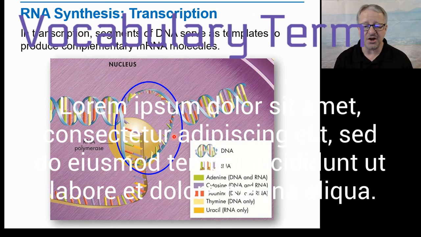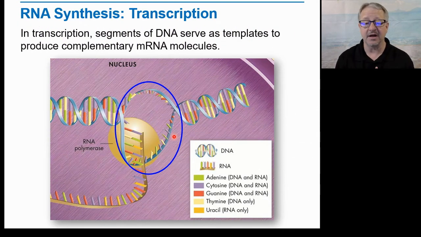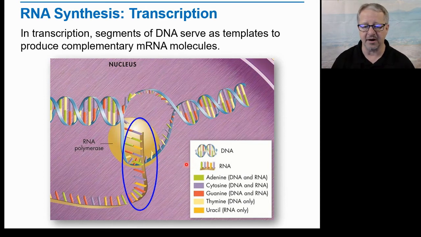RNA polymerase then uses one strand of DNA as a template from which it will assemble the nucleotides into a complementary strand of RNA, which will be the mRNA. And we can see that this RNA strand is being formed here. The ability to copy a single DNA sequence into RNA is what makes it possible for a single gene to produce hundreds or even thousands of RNA molecules.